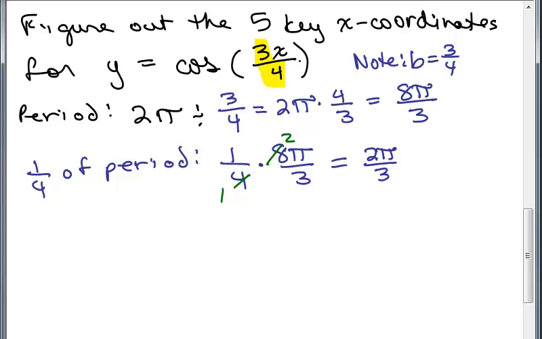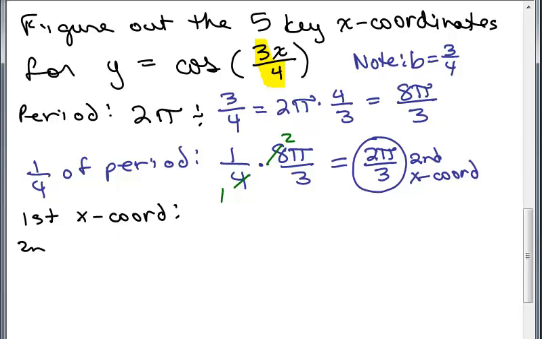Now, if you don't have a phase shift, then our first x-coordinate is at 0. So if your first one is at 0, okay, that is your second. This 2 pi over 3 is your second x-coordinate because you'll be adding it to 0. So let's write down what we know. Let's just write the first x-coordinate, the second x-coordinate, etc. All right? So what would the first one be?